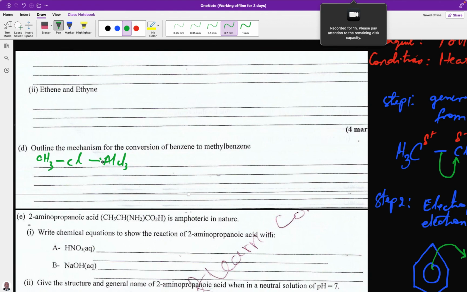And that will result in the formation of H3C plus and AlCl4 minus. That is one mark, but you must show the charges. You must show that this is positive and this is negative, and that this goes here. You must show those charges as I've outlined here. That is the first step. Then the second step will be.